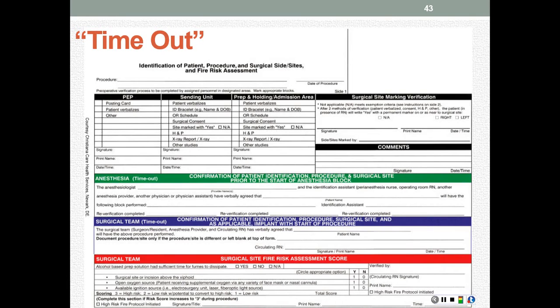How many your facility chooses to do, I don't think there's a set number, but before that cut is made, the group's got to back up and say, this is it. This is what we're doing. So everybody's on the same page.